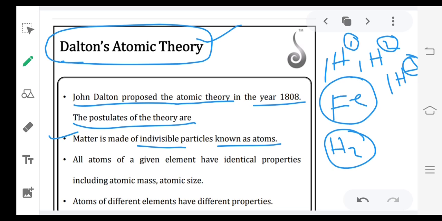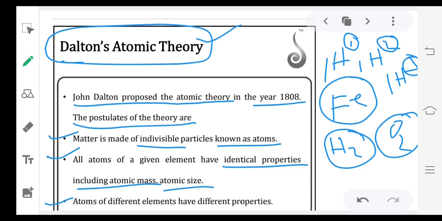So these are the old theory. By that time these were the postulates. So identical properties, including atomic mass and atomic size. Next, atoms of different elements have different properties. So different elements have different properties, like hydrogen and oxygen, these atoms have different properties.